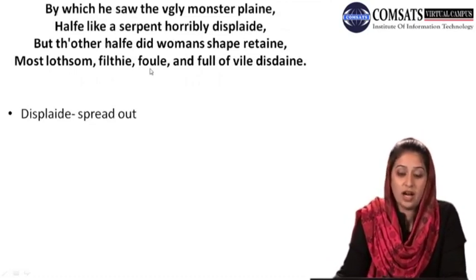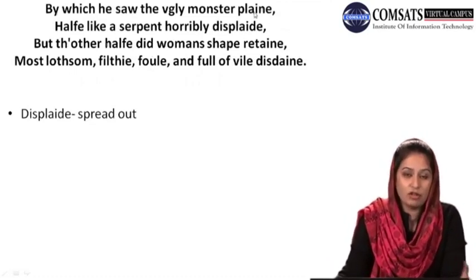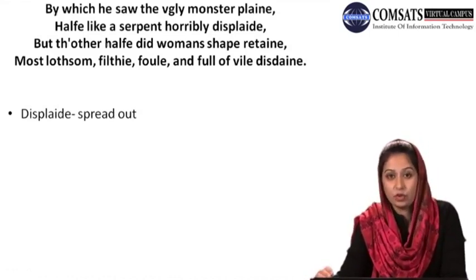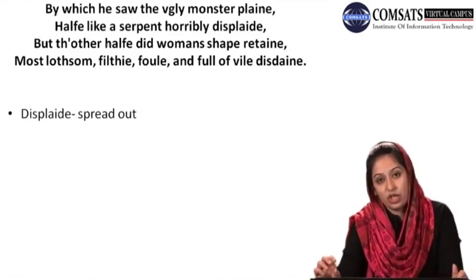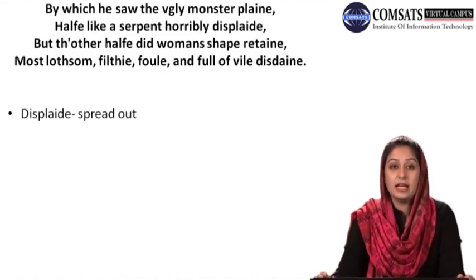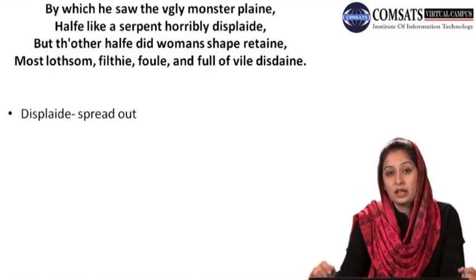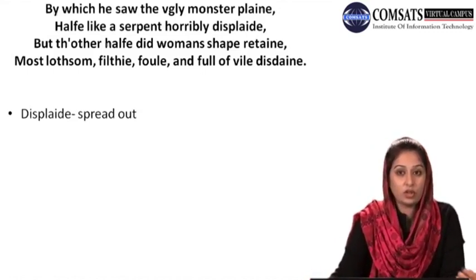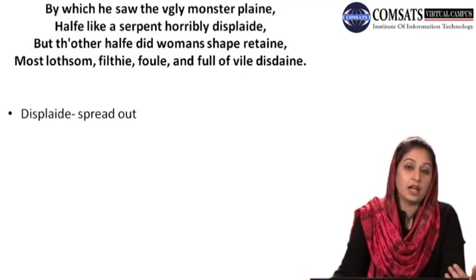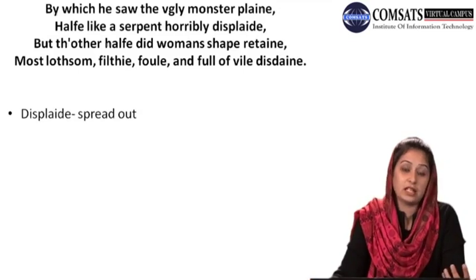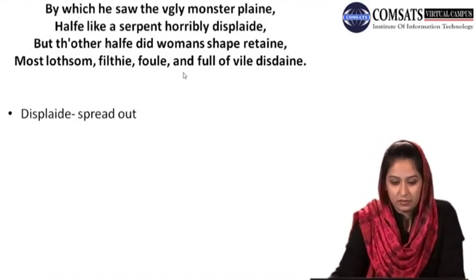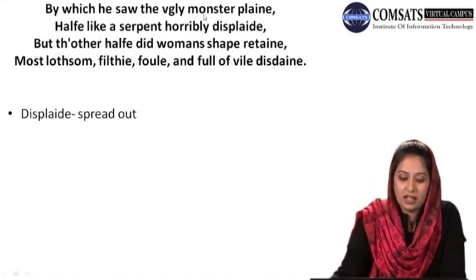By which he saw the ugly monster plain. Now the sword worked for him in two ways. First, it worked for him as a light. उसकी light की वजह से वो जो shade उस तलवार से उस cave में पड़ा, he was able to see the monster. Secondly, it served for him as a weapon. Thirdly, it was good for him that when the monster saw the knight with that weapon, उसने उस पर furiously attack नहीं किया. So it had a number of purposes. So he saw that ugly monster there.